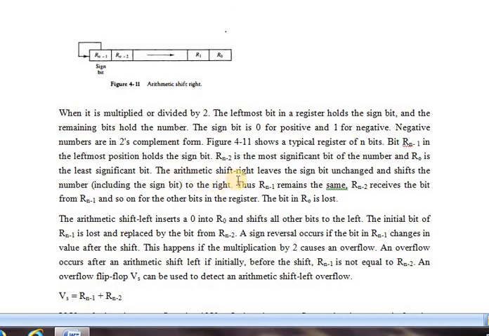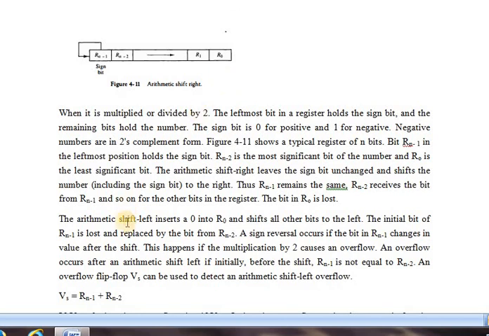The arithmetic shift right leaves the sign bit unchanged. The sign bit will be unchanged and shifts the number to the right. Rn-1 remains the same. Rn-2 receives the bit from Rn-1, and so on for the other bits in the register. The bit in R0 is lost. So this is the arithmetic shift.